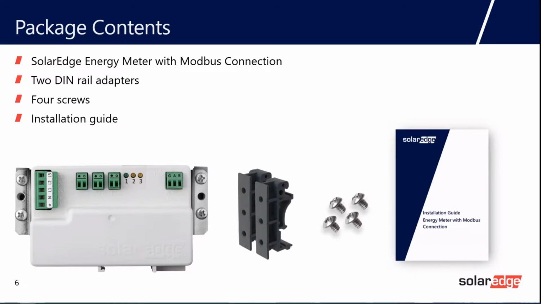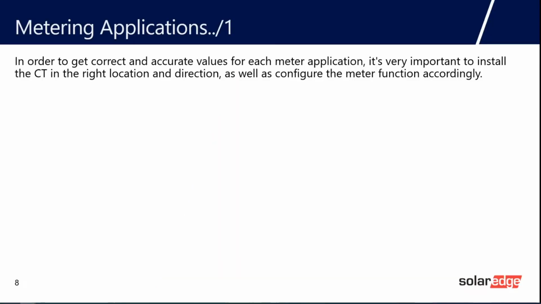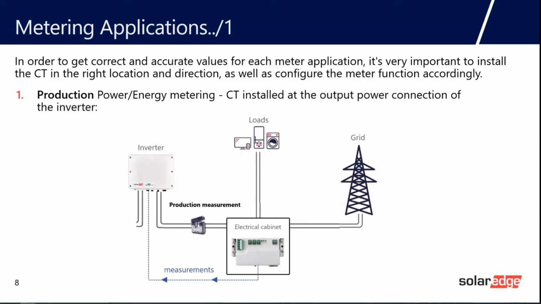Metering applications. In order to get correct and accurate values for each meter application, it's very important to install the CT in the right location and direction, as well as configure the meter function accordingly. Let's take a closer look at this example.